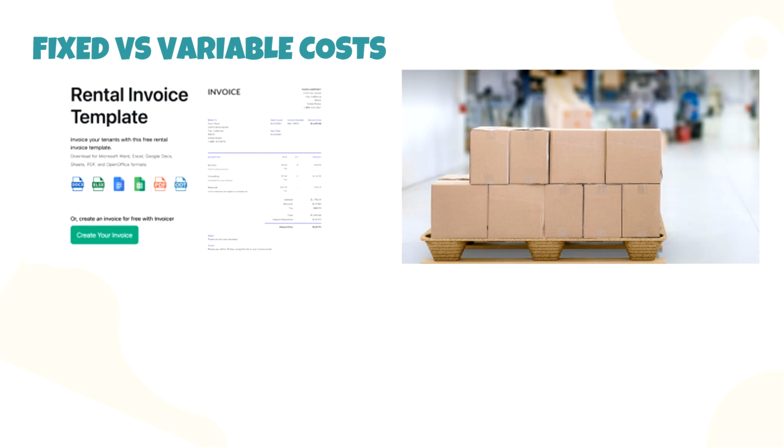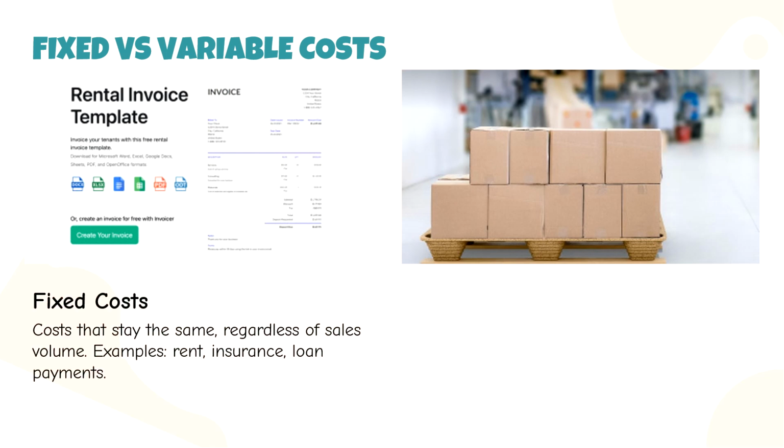There's two different types of costs in the business. We have the fixed and the variable costs. The fixed costs are the costs that stay the same, doesn't matter how much sales the business makes. For example, we've got rent, insurance, or loan payments.